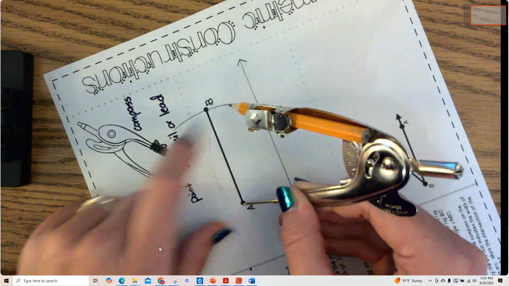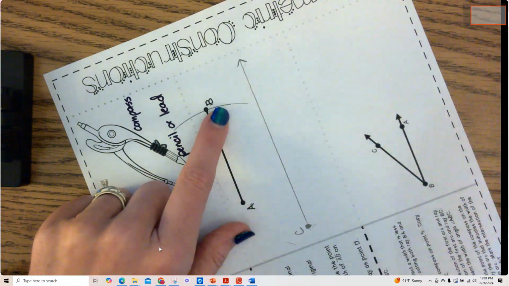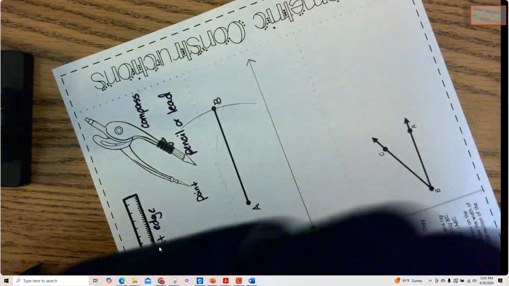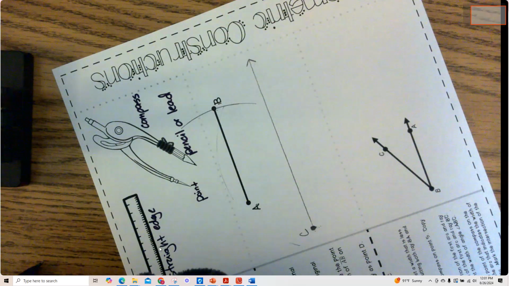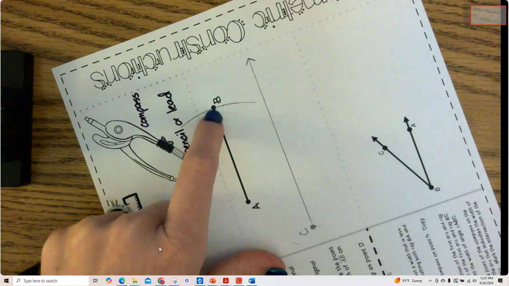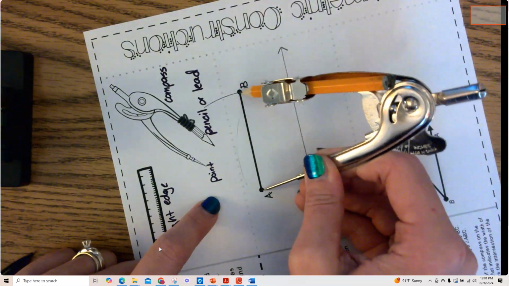That's how I grade these things. If I can see your arc mark, then I know you use this and you didn't just try to measure it with a ruler. Okay? So make sure anytime you do one of these, I can see your arc marks. Okay? So that was A.